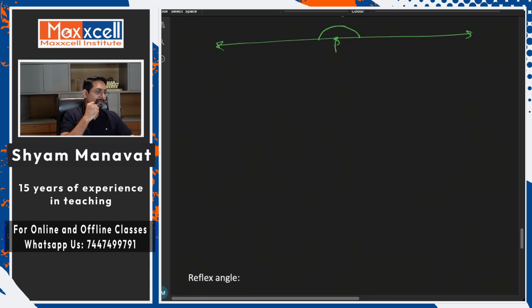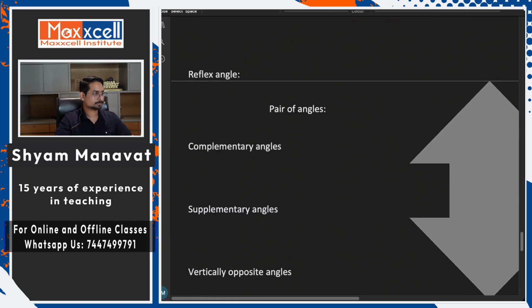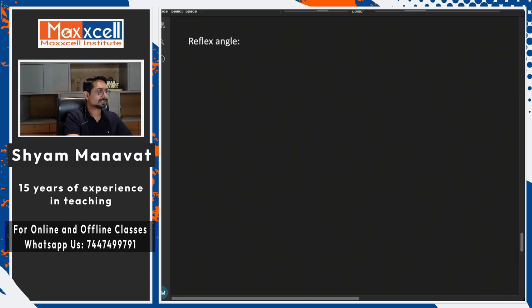Keep writing. Keep making notes. That's very important. Handwritten notes, your own handwritten notes. A reflex angle. Reflex angle क्या होता है? When you have an angle formed by two rays that's more than 180 degrees, that's called a reflex angle.